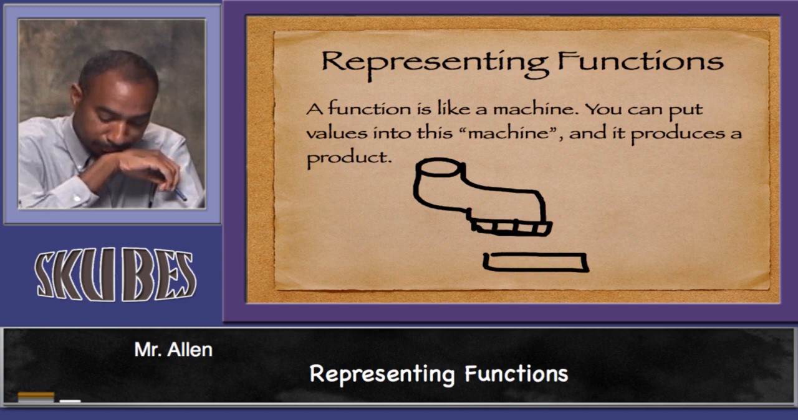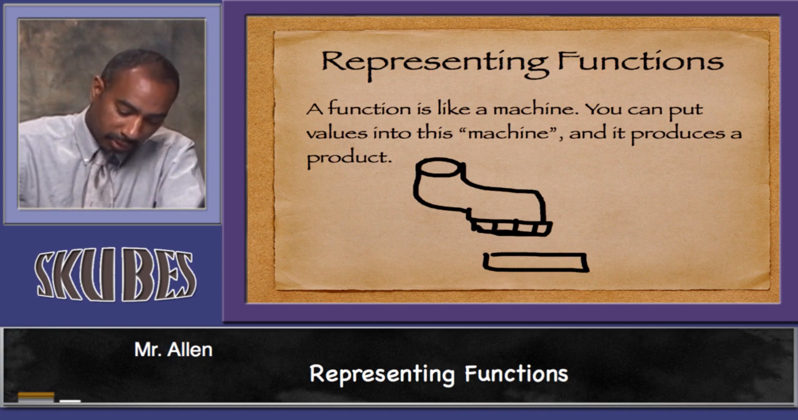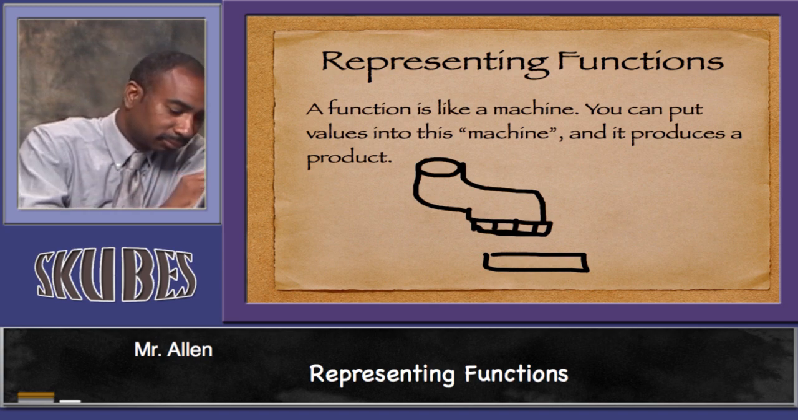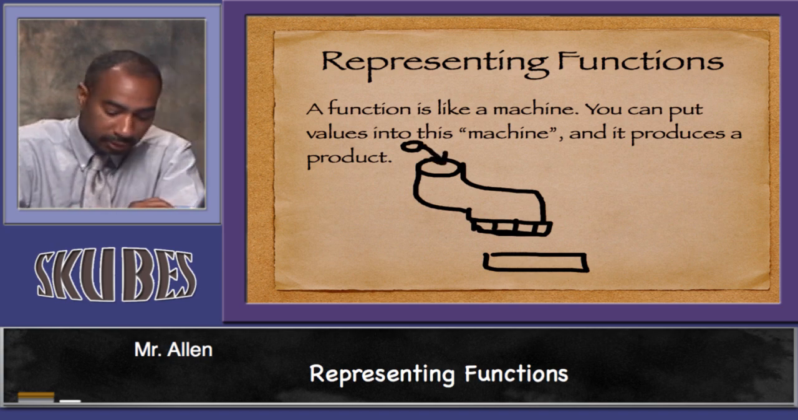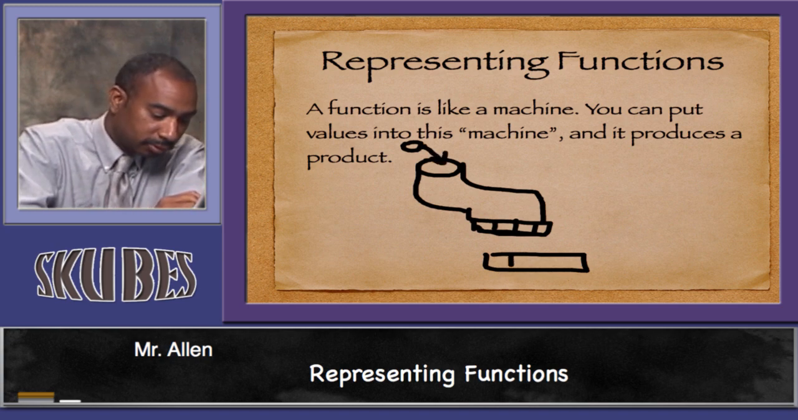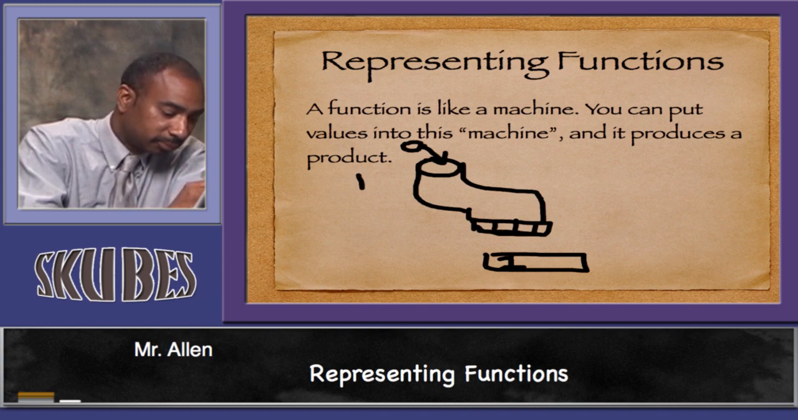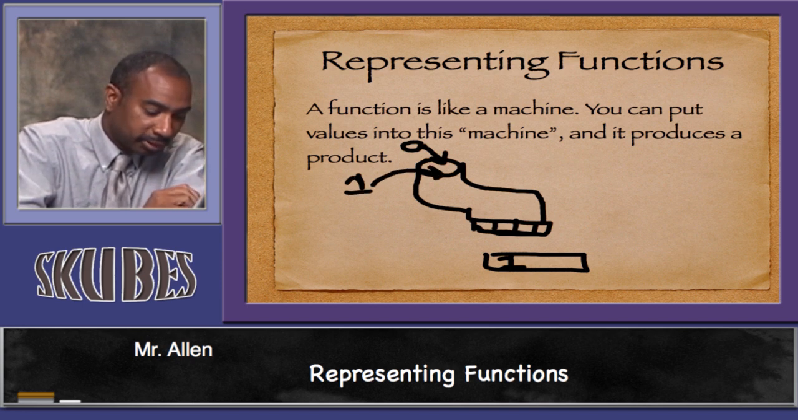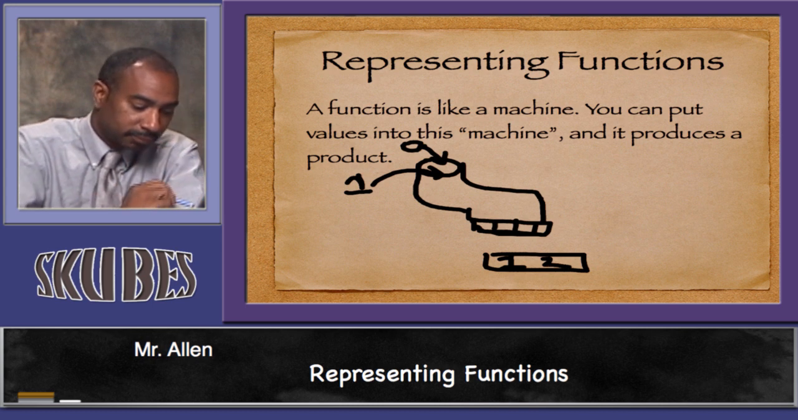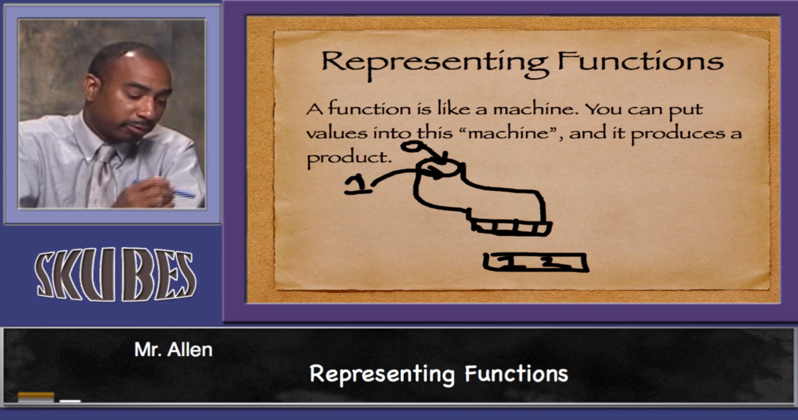So let's say I want to plug in 0. I throw 0 in the machine and it spits out 1. And if I were to throw in a 1, it'll spit out a 2. That's just what a function does.